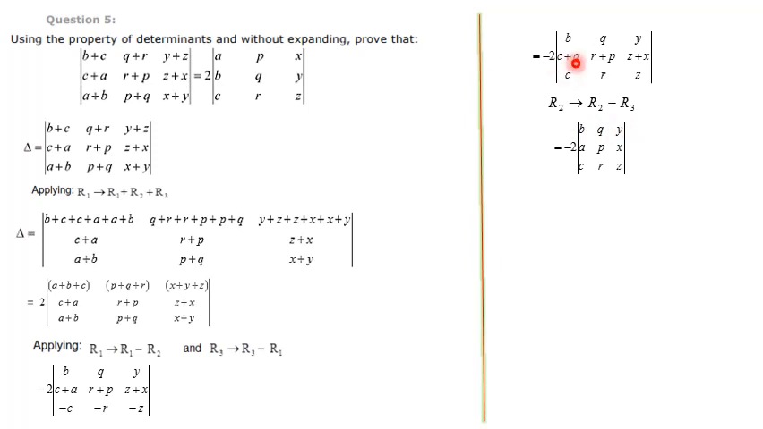Here C will be cancelled, and we will be getting APX, CRZ. But still there is a problem. There is a minus sign outside and the rows are not in order. Here APX is in the first row, and here APX is in the second row. Simply interchange the rows.